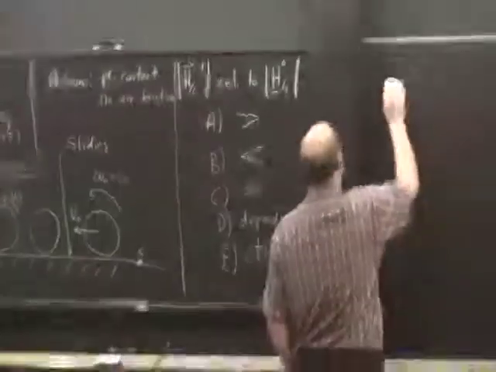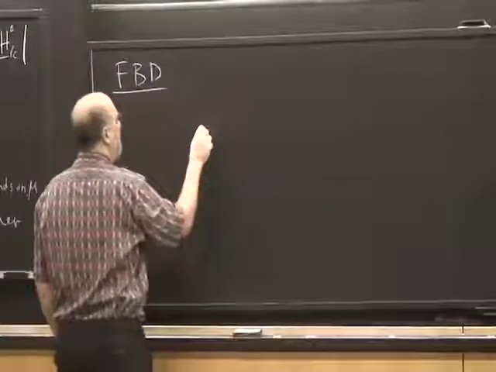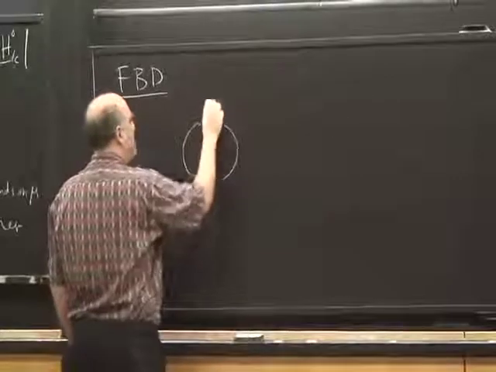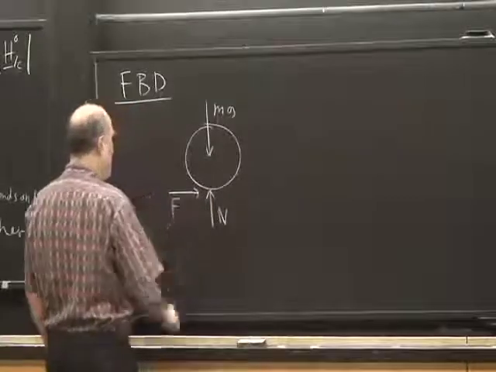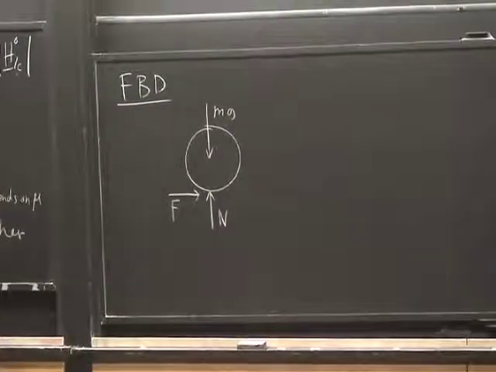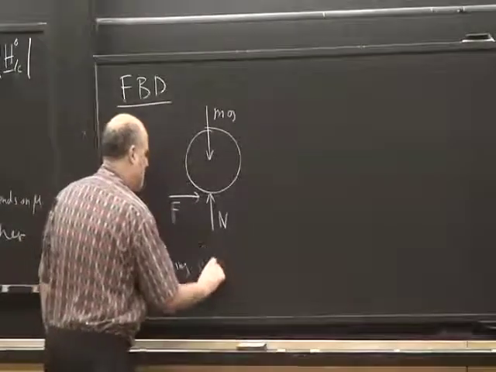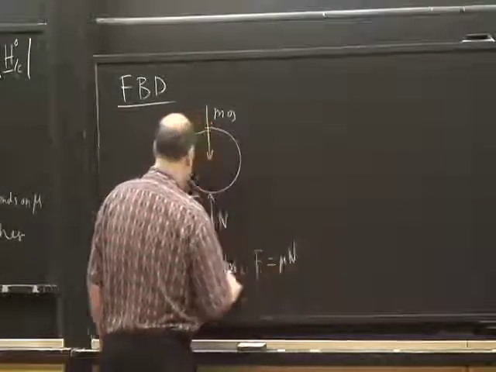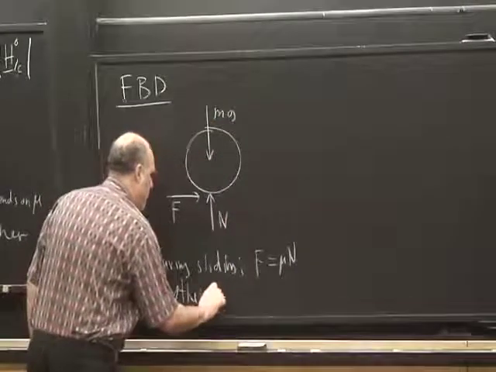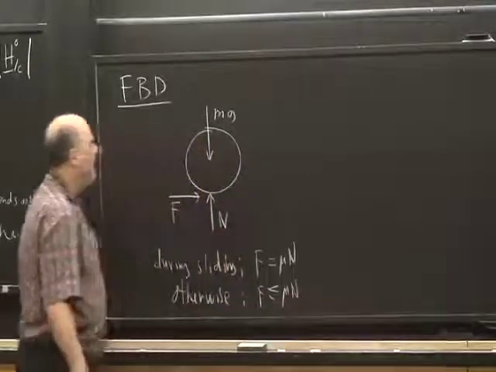So we start out by drawing a free body diagram of this thing. We've got mg like this. We have N like this. And we have a friction force like this. And that looks like a pretty complete free body diagram. During sliding, we know that F is equal to mu N, and otherwise, in the rolling part, for example, we know that F is less than or equal to mu N. Okay, there we've got that.